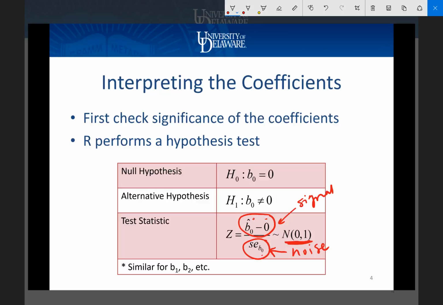So the signal to noise ratio follows a normal 0-1 distribution. And this test will be very similar when we look at each slope. So if we have two predictor variables, we'll have one intercept and two slopes, and we will have to do 3 hypothesis tests.